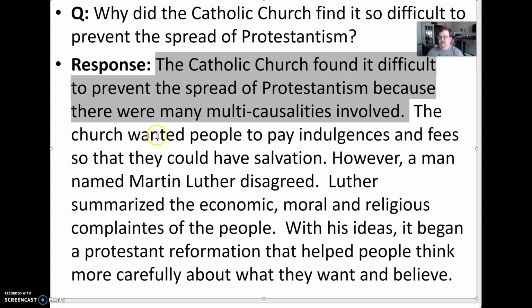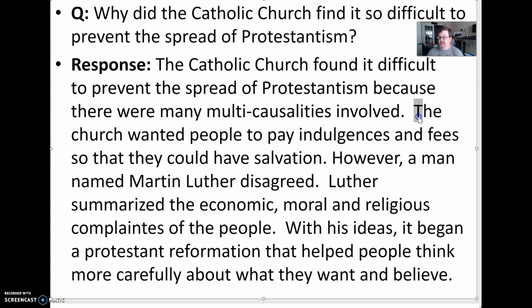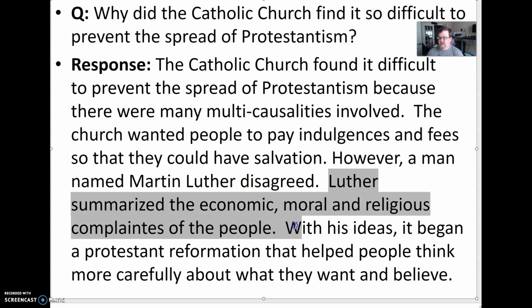So in this case, they started off with that direct answer, and then they gave some examples. They set the story a little bit with the Catholic Church wanted people to pay indulgences. Martin Luther disagreed. And then these are their examples of the multi-causalities. Luther summarized the economic, moral, and religious complaints of the people. That's great. They gave a general statement of what it was, and then a little more specifics further down in the paragraph.